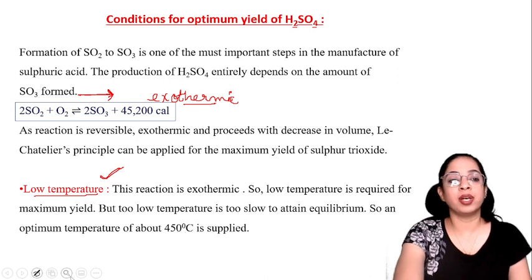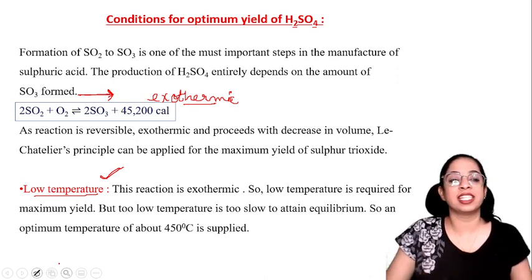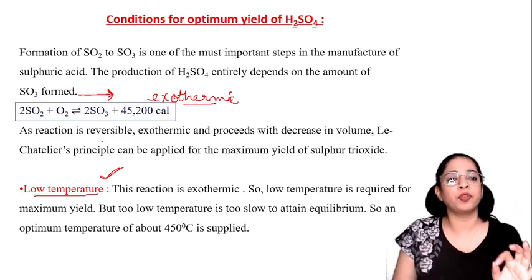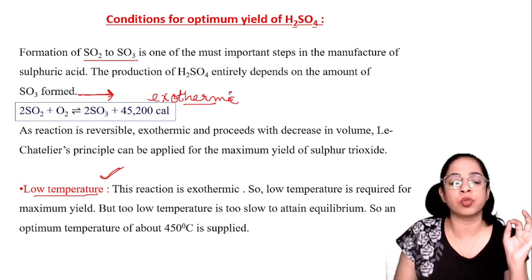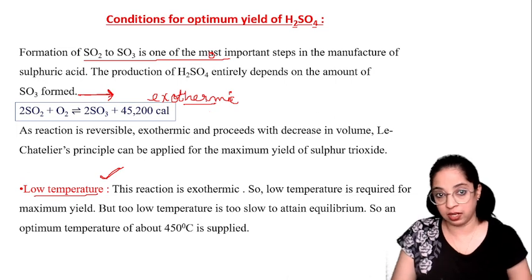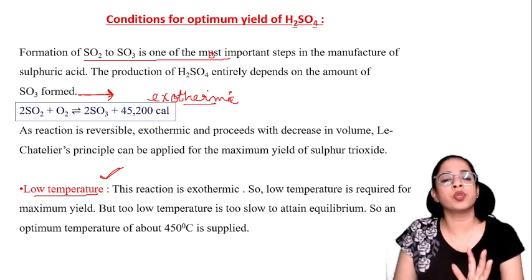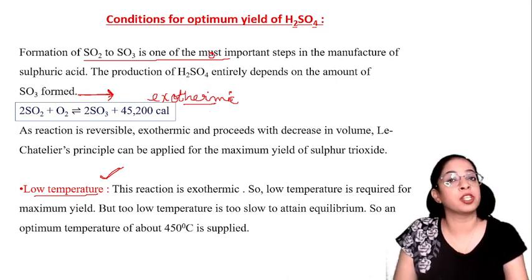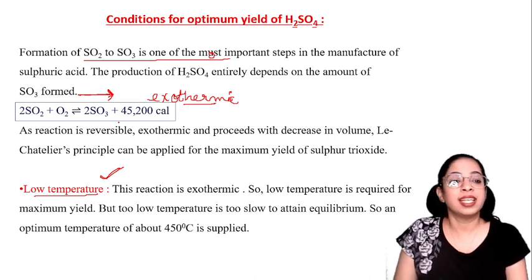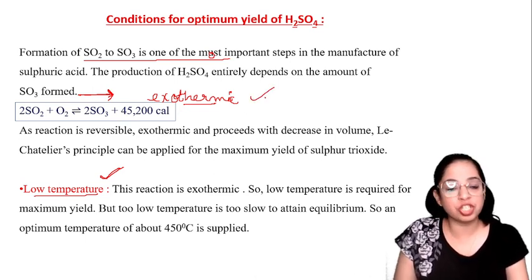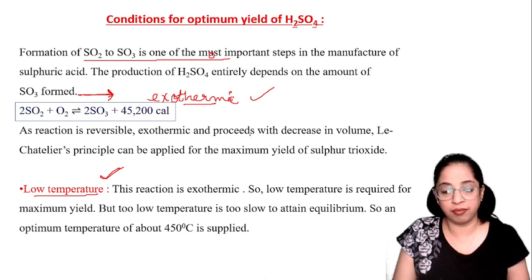Okay, you have to understand that this reaction is reversible. सबसे पहले you have to remember that formation of SO3 from SO2 is the most important step in the manufacture of sulfuric acid. And the production of the whole H2SO4 entirely depends on the amount of SO3 formed. So, since this is an exothermic reaction, low temperature is favored.